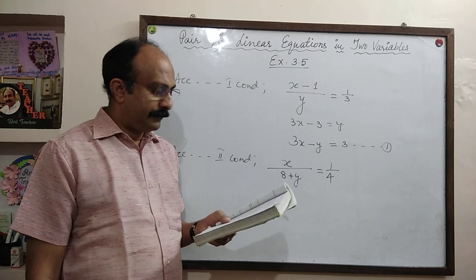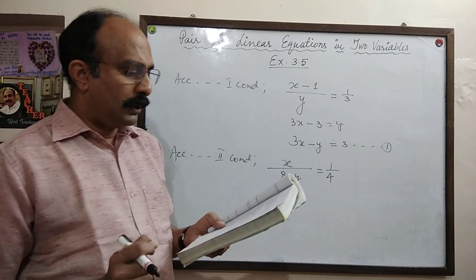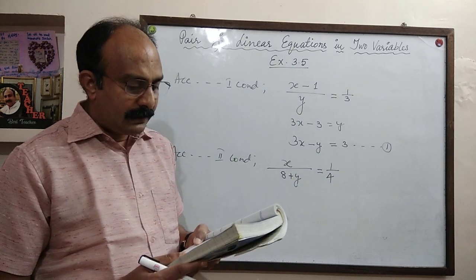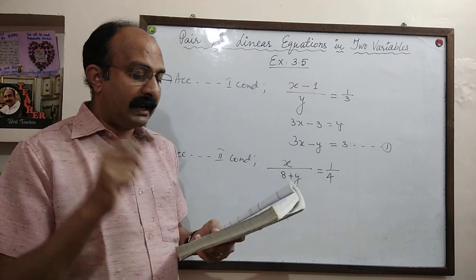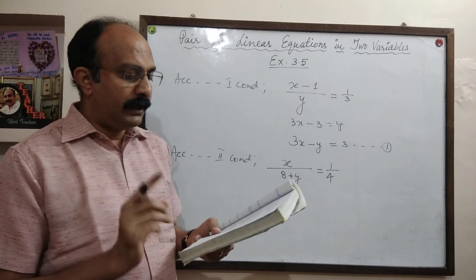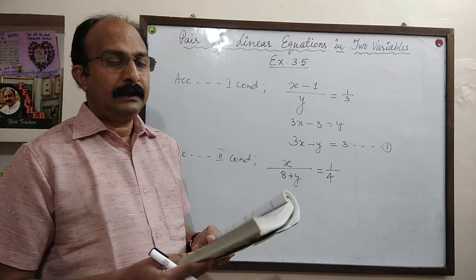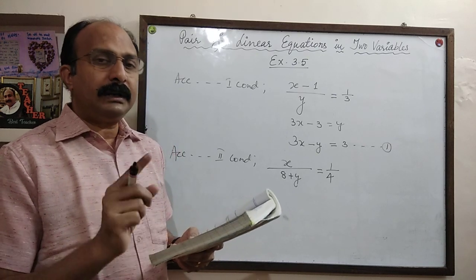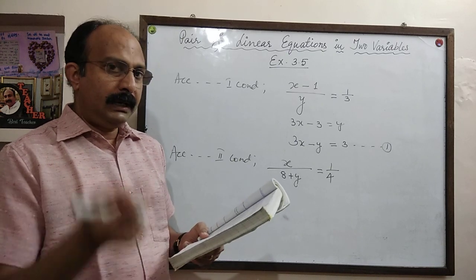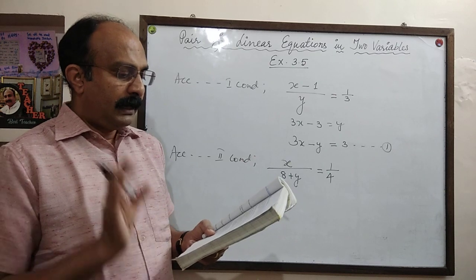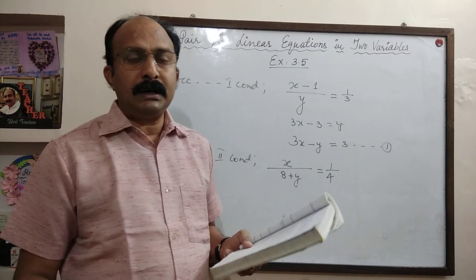Question number 3. Yash scored 40 marks in a test, getting 3 marks for each right answer and losing 1 mark for each wrong answer. That is negative marking. For each right answer, you will get plus 3. But for each wrong answer, you will get minus 1. Then, Yash scored 40 marks in total.